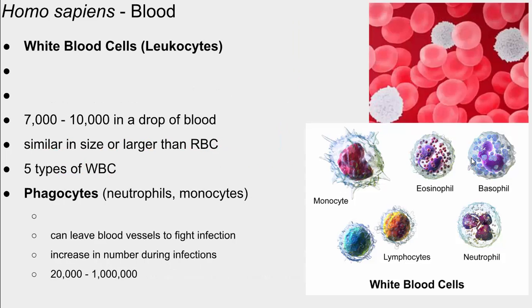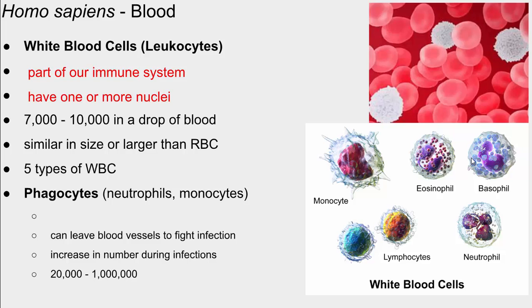Then we have the white blood cells. We'll talk about them more extensively at the end of this unit, because we talk about the immune system separately. But white blood cells are our body's immune system. They are nucleated, so white blood cells have a nucleus. Red blood cells have no nucleus. They are typically less abundant than red blood cells. They're similar in size. But they actually increase dramatically when we have some sort of active infection.